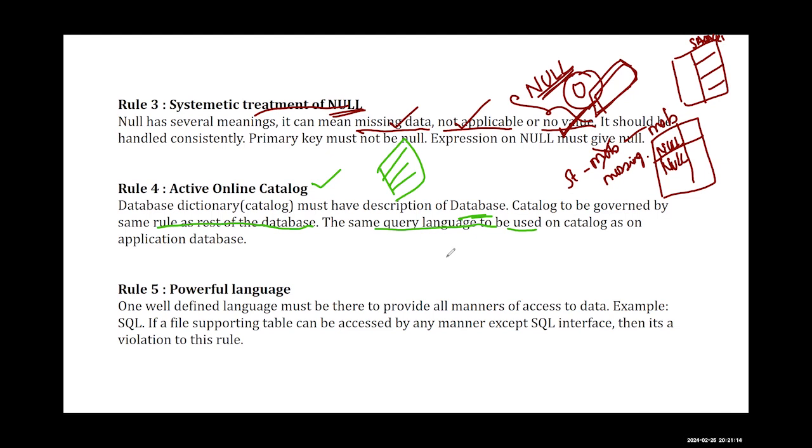So what is the meaning of that? So whatever the rule or query language you are applying on the database, same thing will be applicable on the catalog also. So catalog basically holds all the information about the database, and the set of rules will be applicable same. Next, the fifth rule is powerful language. Now what is this? So must provide all manners of access to data. So we should have a language which should provide all the manners of access to data.